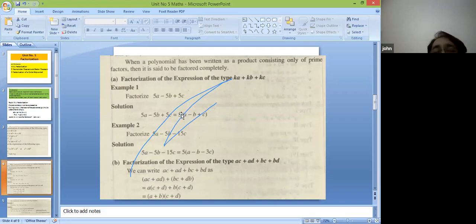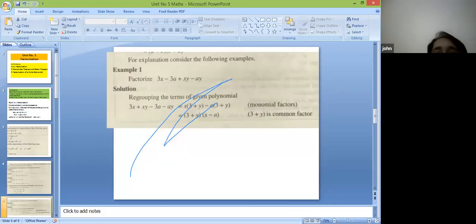इसमें 5 common ले लेंगे, a minus b plus c. ये भी दो factors बन गए, एक 5 factor बन गया, एक a minus b plus c. तो इसका मतलब है कि ये भी factorization में चला गया. एक ये भी example मैंने की थी, 5a minus 5b minus 15c. Again we can take 5 as common. The remaining factor, one factor is 5, other factor is a minus b minus 3c. So this is all from this side.